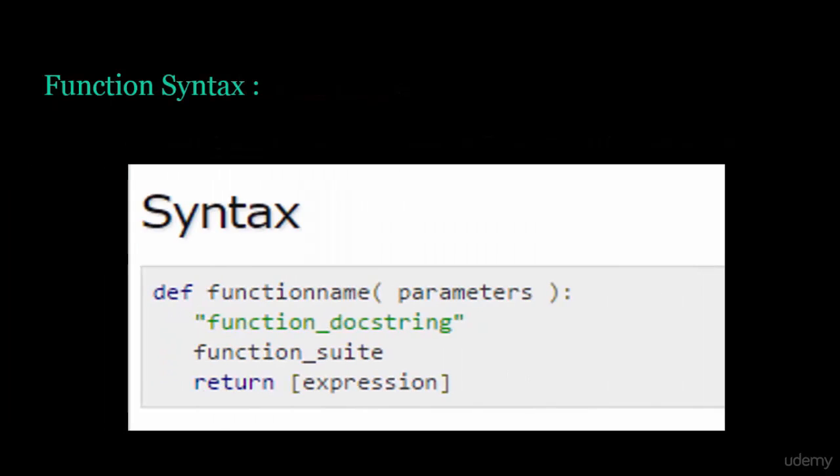Let's see the function syntax. In this example, let's take a pen here. I type def and I give it the function name here. Then these are our parameters here. Then if you want to put a docstring here, then this is the function suite or function body. Then this is return, to return something. If return has no parameter here, this will return None.